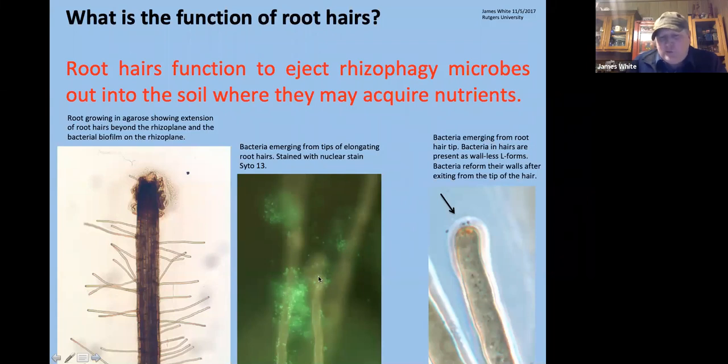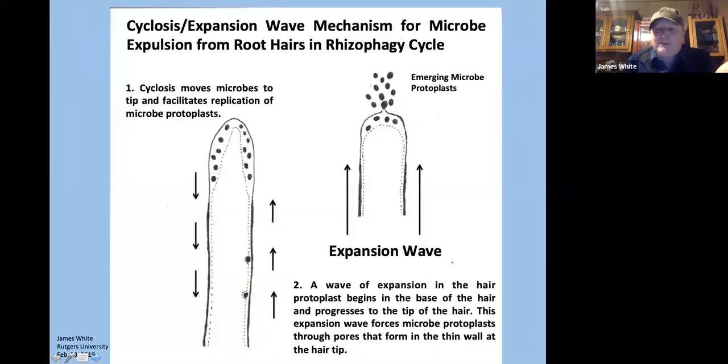Okay, this actually shows, this middle one shows some root hairs. You can see the microbes. This is a fluorescent stain. All these little green fluorescent things, those are all bacteria that are being ejected out of those root hairs. The one to the right shows a grass root hair, and you can actually see some little dots in there. Those little dots are the protoplasts, but you can see right here at the tip, those are bacteria that have just been moved out through a pore, and then they're reforming their walls there, becoming bigger rod shapes. So the plant essentially rebuilds these microbes as soon as it puts them out into the soil, makes them soil competent again.